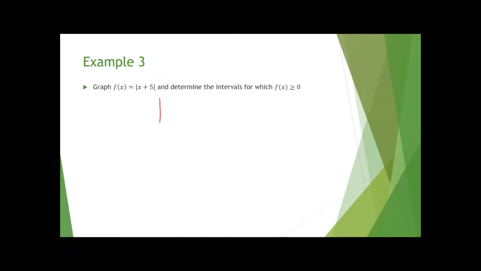So I'm going to graph this absolute value. So an absolute value, f of x equals the absolute value of x. When you graph that, it is a v centered at the origin. If you have x plus 5, that is shifting 5 to the left. So now it's centered at negative 5 on the x-axis.